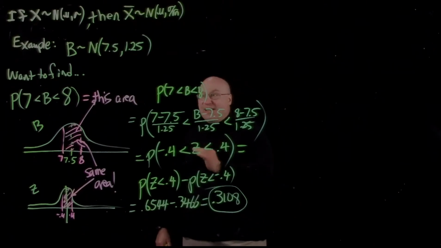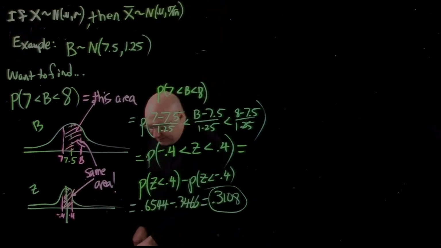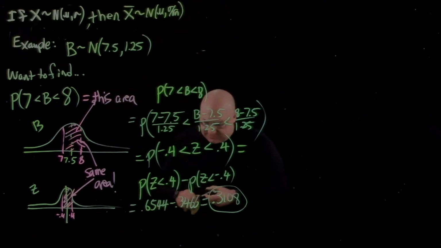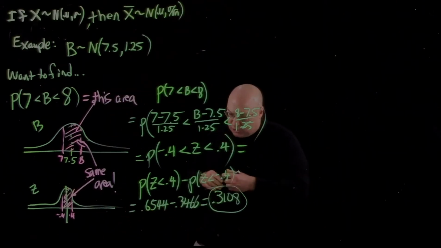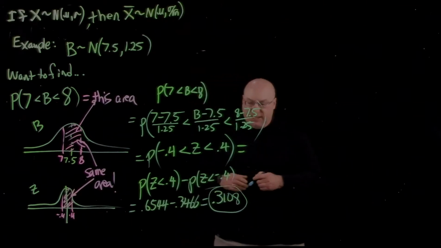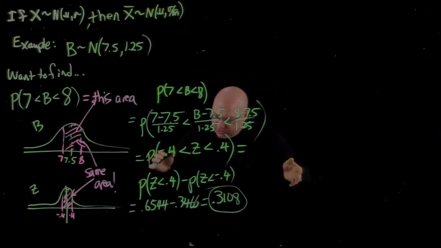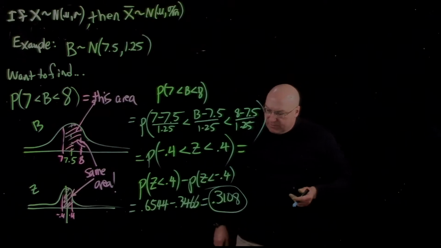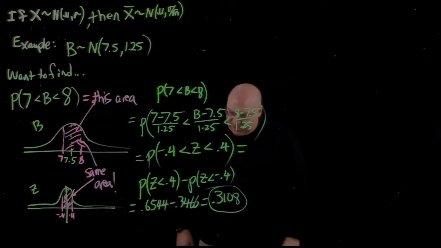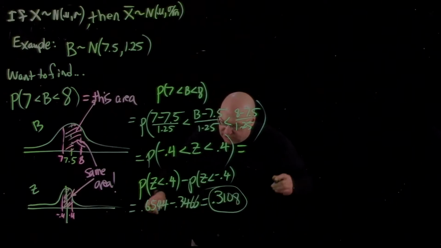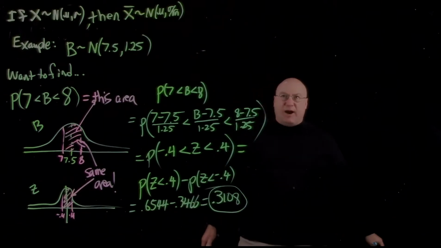Okay, now let's contrast this with the next one. The next one says, now suppose we're going to draw a simple random sample of size n equals 25 newborns in the U.S. What is the probability that the mean weight of this sample will be within 1/2 of a pound of the population mean of 7.5 pounds?